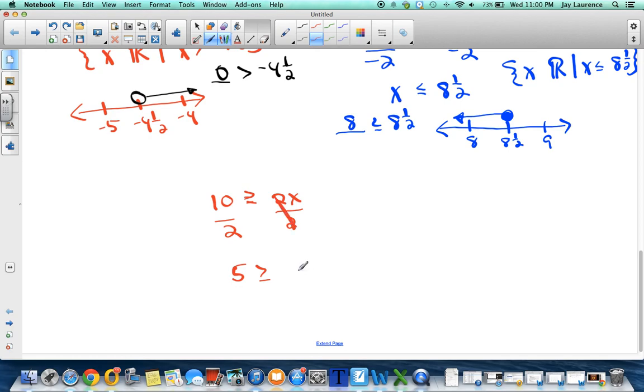And the 2's cancel, and I'm left with x. This is not the same as this. They are not the same expression or inequality. So don't change your order. Keep things lined up. That's it for the video.